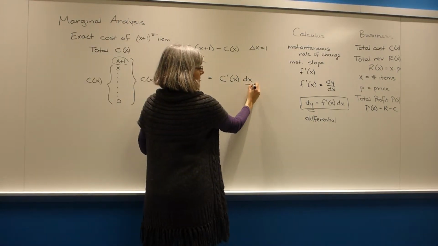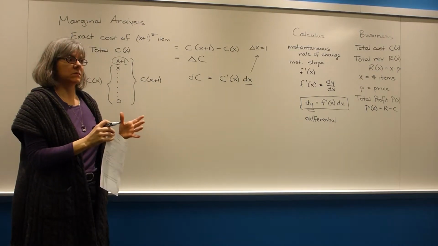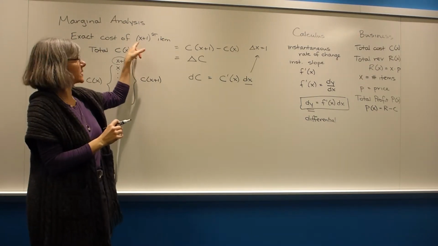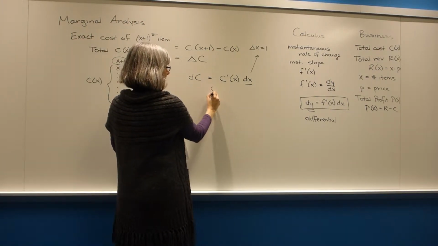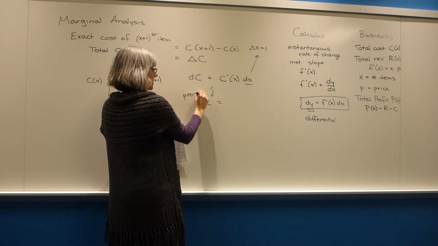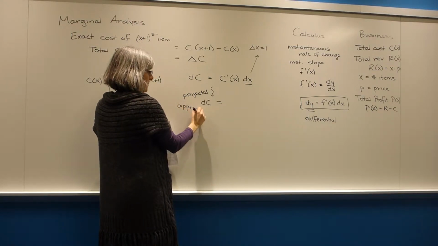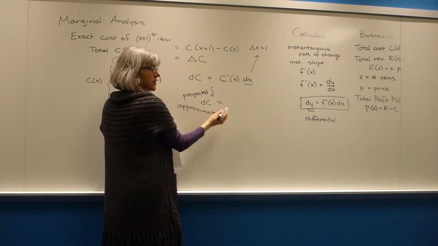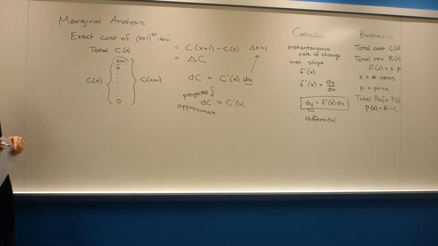I know this. Ooh, that's 1. It's always going to be 1 if I'm trying to find the x plus first item. So in fact, then I can simplify this to the change in cost, the projected marginal, approximate, that's another word. Change in cost is just going to be the derivative. So all I have to do is find the derivative, plug in x, done. So in point of fact, this one's easier than doing it the exact way.